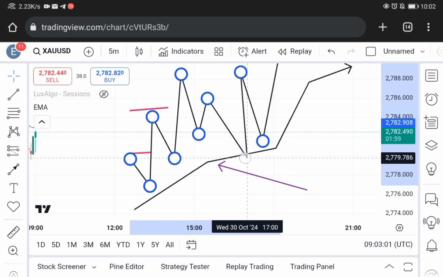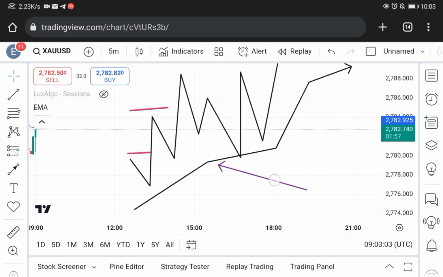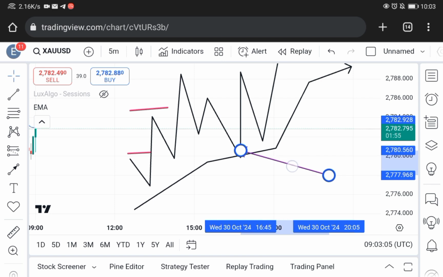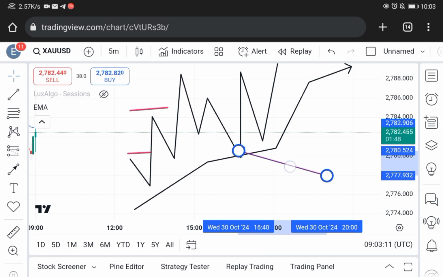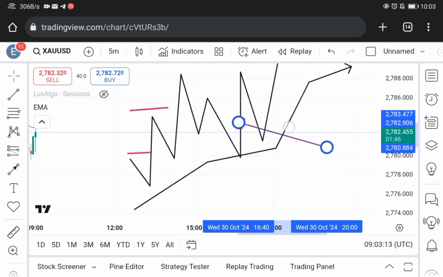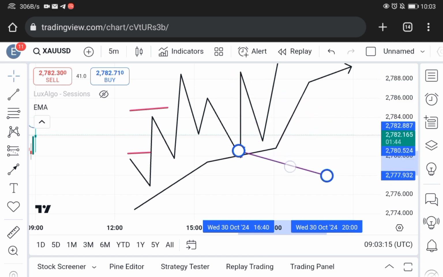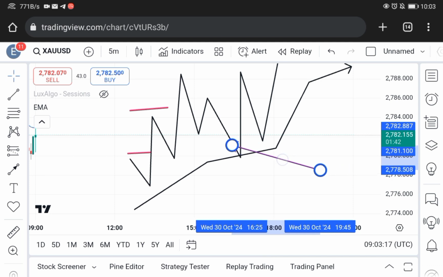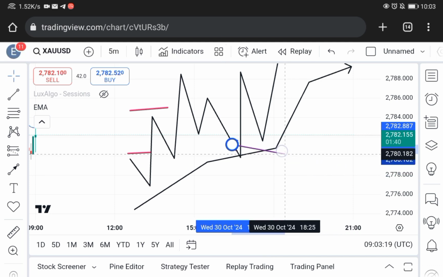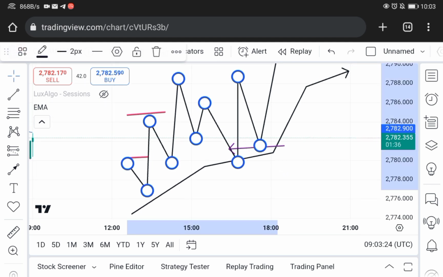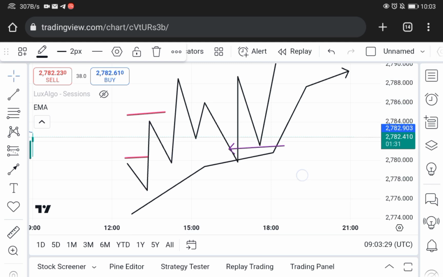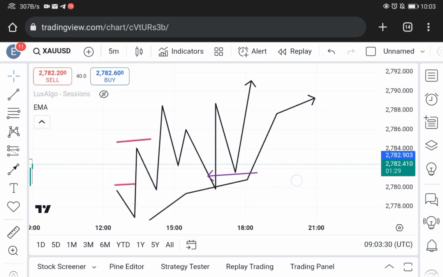On this moving average, once the market got in contact with the moving average, you are to look for an engulfing candle at this spot. Once you have an engulfing candle, you place your trade at the bearish candle that gives you an engulfing, that gives you a bullish pattern. You place your trade right there and you go for 1 to 5.